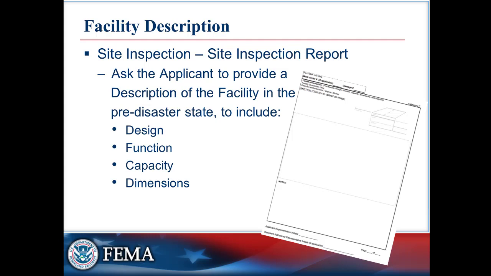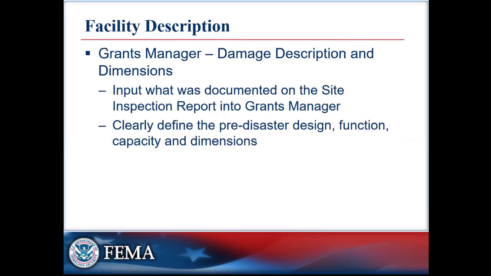You simply try to understand what that facility design is and what it was used for and what it looked like prior to the event or incident. So when it comes to Grants Manager input, the facility description will be documented within the General Facility Information section. This is the first section that needs to be filled out in Grants Manager prior to getting to input your damage components. The information documented on the site inspection report should be recorded on the DDD in Grants Manager.